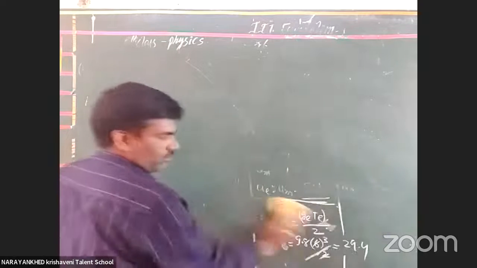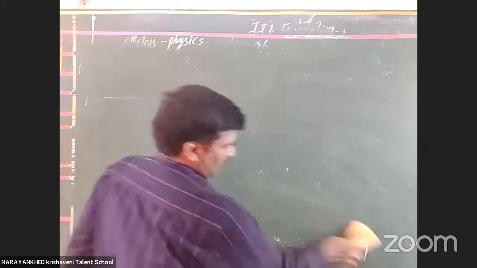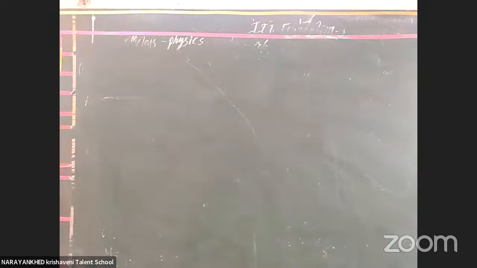Now we go with the vector analysis in the 7th class. Already we have discussed the different types of vectors in the last classes.